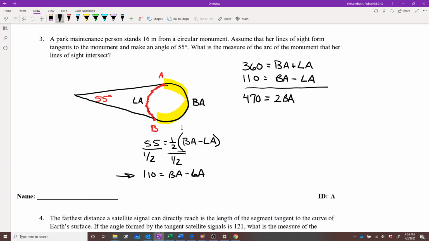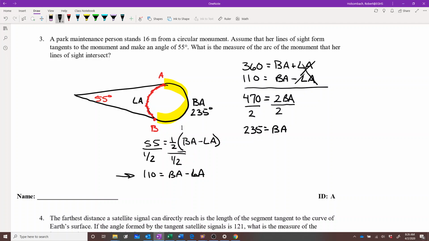And a positive little arc and a negative little arc, that just cancels out. They go away. So if we divide both sides by 2, then 235 equals your big arc. So this big arc is 235 degrees.